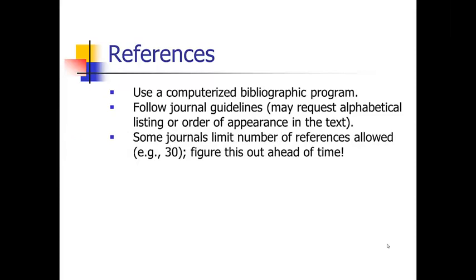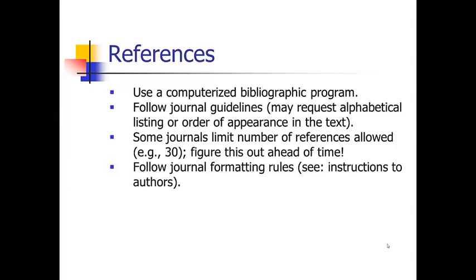Be aware that some journals limit the number of references. Figure this out ahead of time before you start writing the manuscript. I've had the situation where we had something like 45 references, and then somebody realized that the journal we were submitting to only allowed 30. It is incredibly hard to go back and take references out because your whole text kind of depends on those references. So you have to make major changes to your text. So find out ahead of time if there's a limit on the number of references.